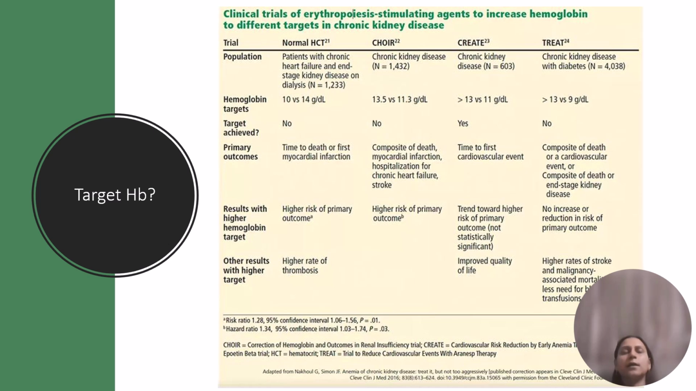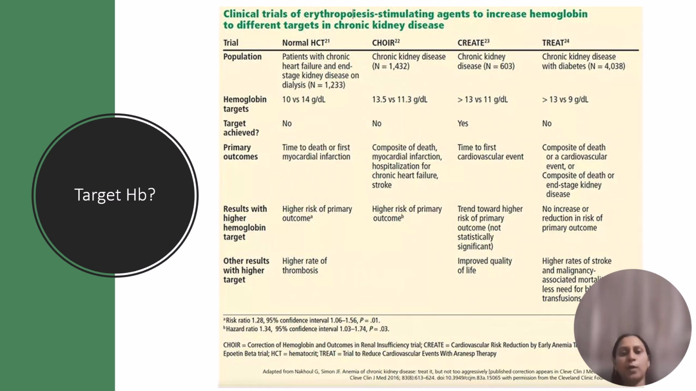Now, what is the target hemoglobin that should be maintained in patients with CKD? For this, there are a number of trials: the normal hematocrit trial, the COIR, CREATE, and the TREAT trial. If you look at the normal hematocrit trial, this was in dialysis patients. Target hemoglobin were 10 versus 14. They found that time to death or first myocardial infarction was much higher in the 14 grams per deciliter group compared to the lower hemoglobin target group.